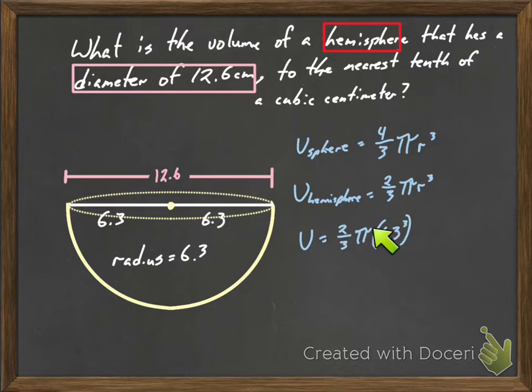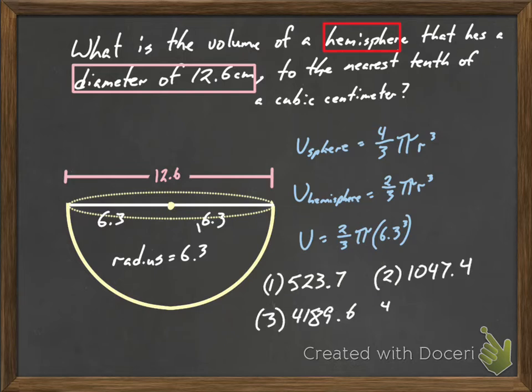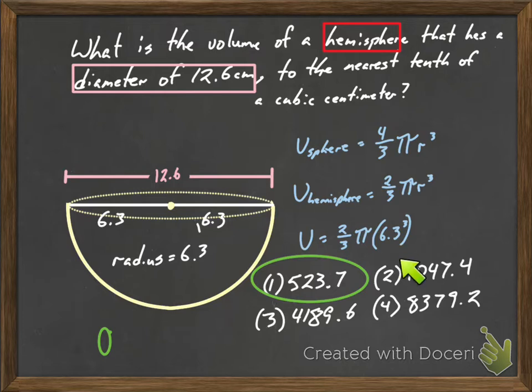If I plug that all into my calculator, what do I get? Here are the answer choices, and the solution is right here. If you plug it all in, you get that. Where do these other things come from?